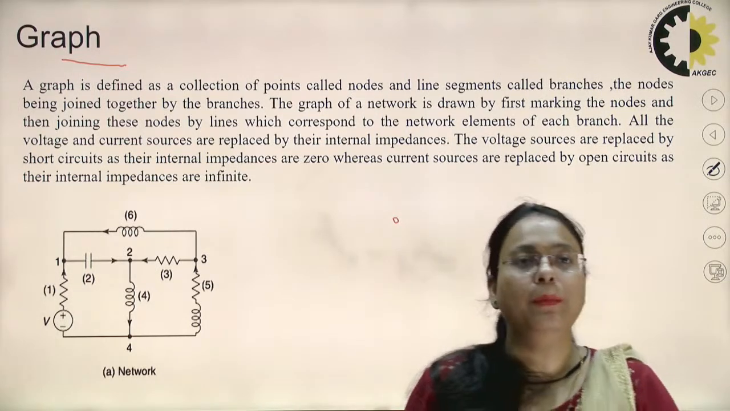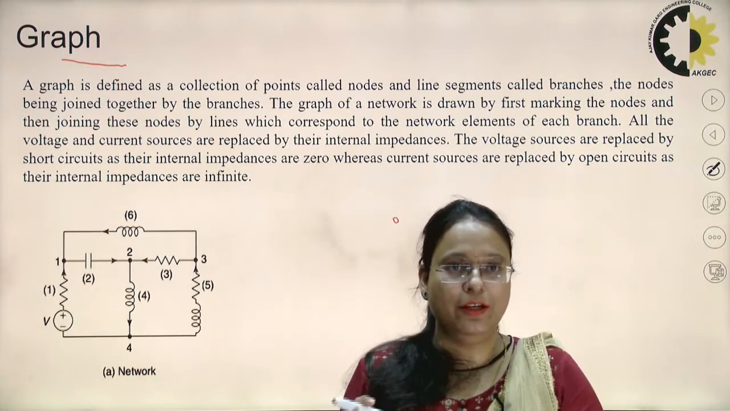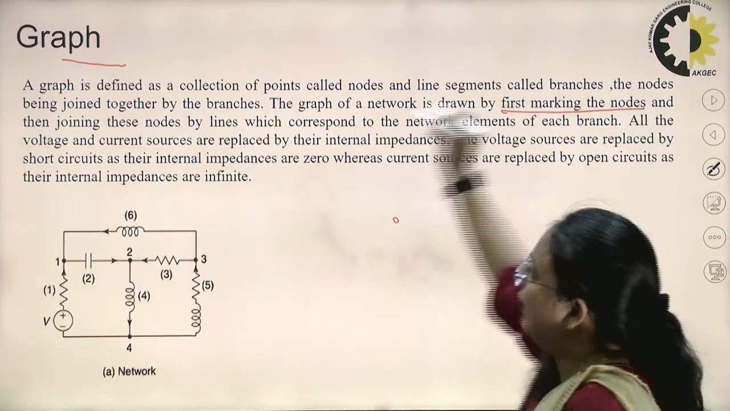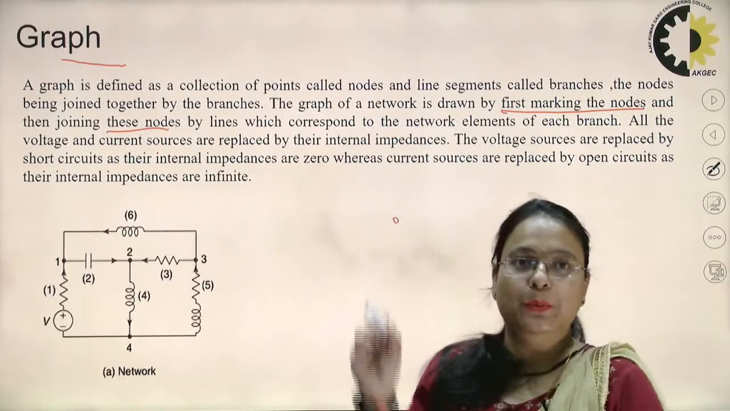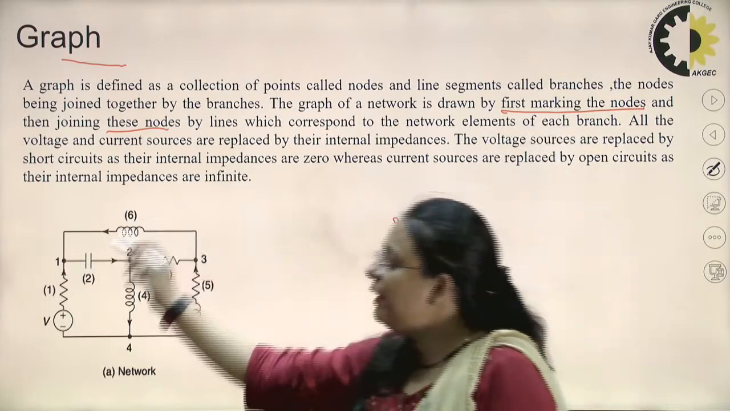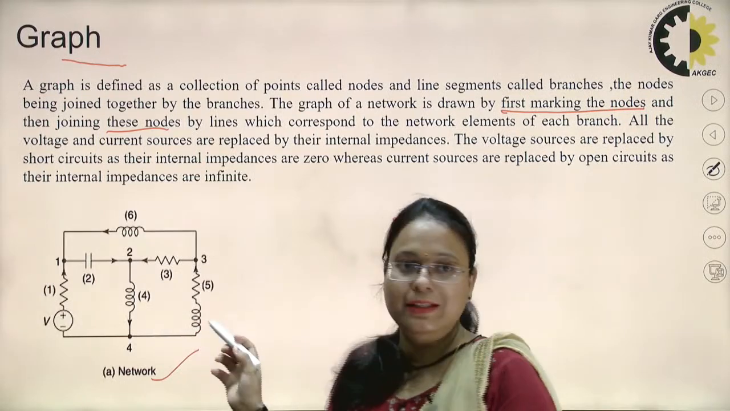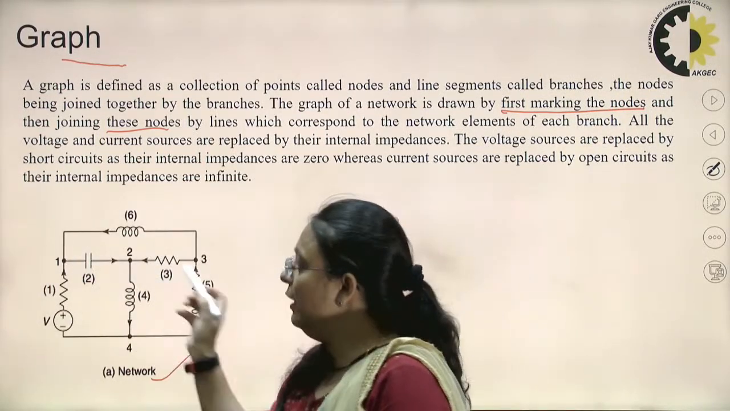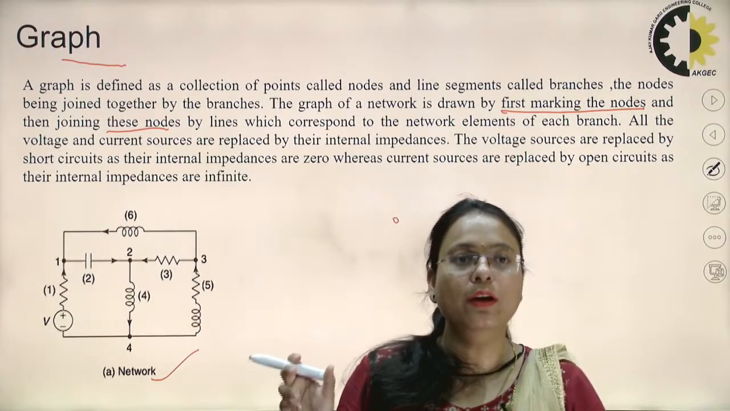For drawing a particular graph, first of all, from any electric network, we will mark the nodes, right, and then by joining these nodes we will draw the branches between the nodes, right. This is a network that I have taken as an example. So for any passive element, we will represent it by a single line called a branch, right.